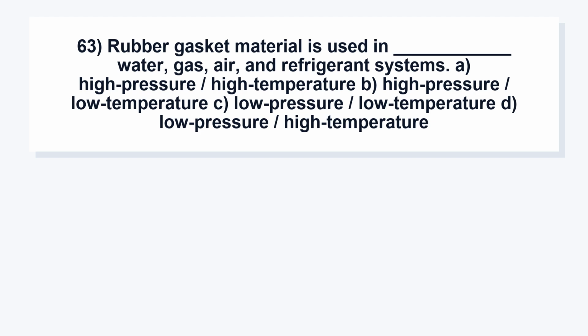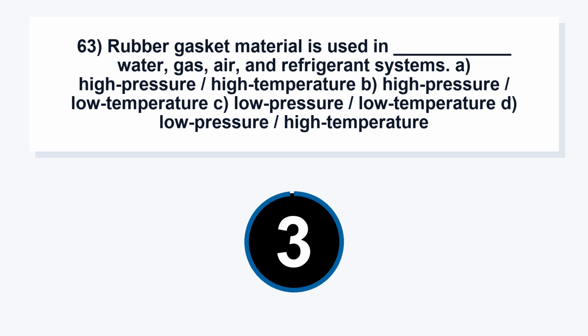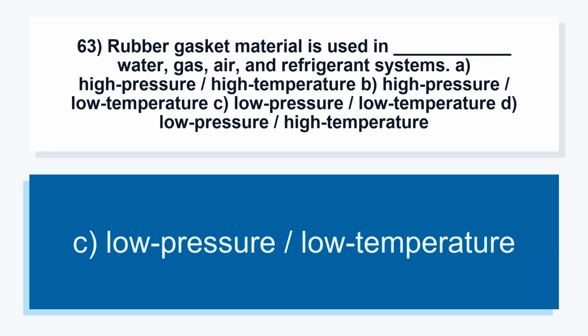63. Rubber gasket material is used in blank water, gas, air, and refrigerant systems. A. High pressure / high temperature. B. High pressure / low temperature. C. Low pressure / low temperature. D. Low pressure / high temperature. C. Low pressure / low temperature.